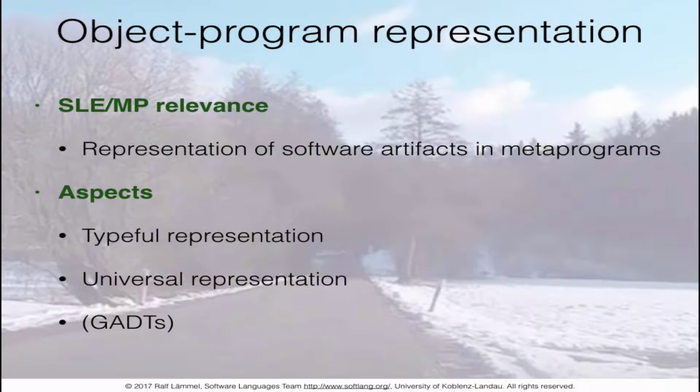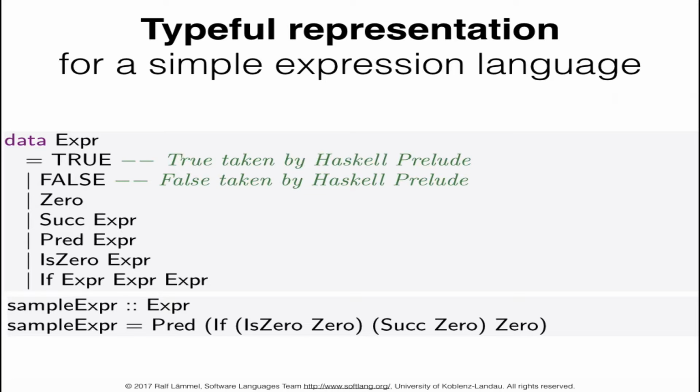All right. So let's start with the first topic, object program representation, which is obviously fundamental to metaprogramming or fundamental to software language engineering, that we somehow can represent software artifacts in metaprograms. It's pretty simple. I'm just going to show the basic typeful representation approach and also a universal representation approach. Here I'm going to use a very simple expression language. It's going to show up time and again. So we have expression forms like true, false, 0, if, and so on and so forth.